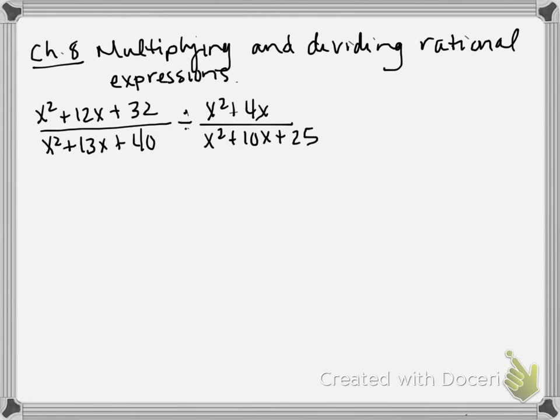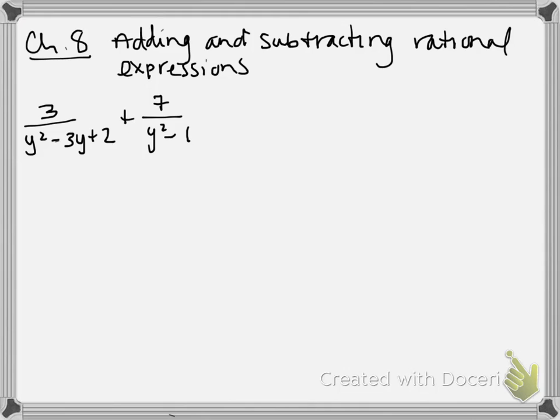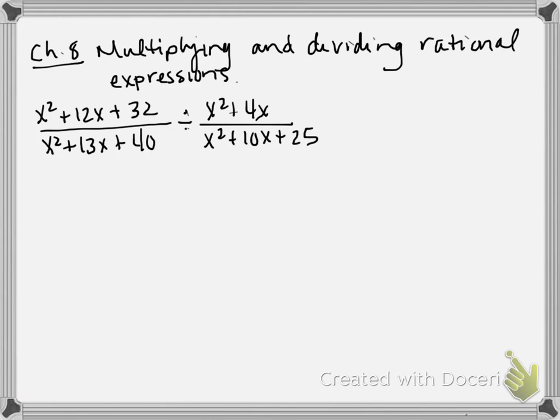The next thing that we talked about in chapter 8 was multiplying and dividing rational expressions, and then also adding and subtracting rational expressions. So I'm going to talk to you about two examples. Here's the first one. I'm going to divide, and it's going to be similar to multiplication, except I thought the division would be a good one to show. So I'm going to divide (x squared + 12x + 32) over (x squared + 13x + 40) divided by (x squared + 4x) all over (x squared + 10x + 25).